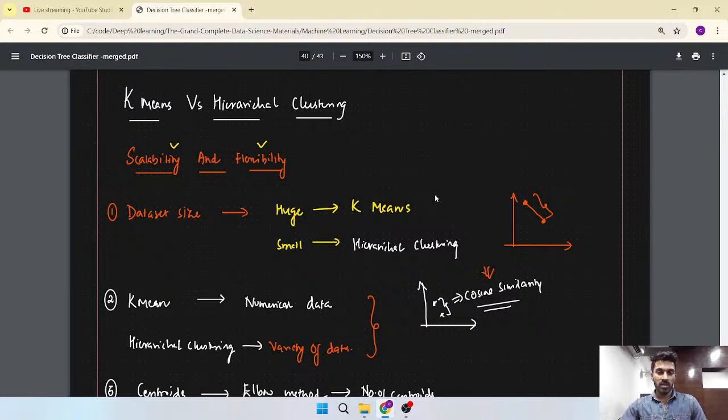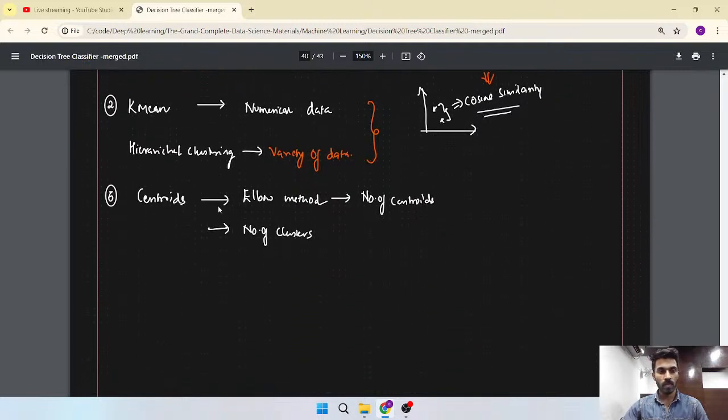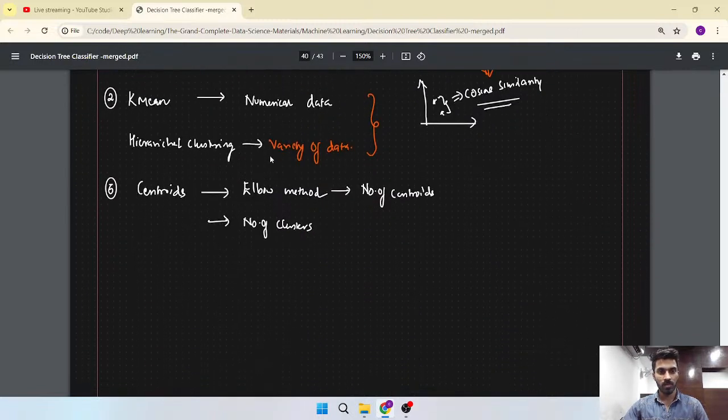Because k-means clustering is a simple algorithm, so if you have a very huge data set, you can apply k-means. But if your data set is small, like hundreds or thousands of rows, then you can apply hierarchical clustering, because here a dendrogram is created, so you can't visualize a huge data set in a good manner. So apply hierarchical clustering if your data set is small. This will give higher accuracy in this case.